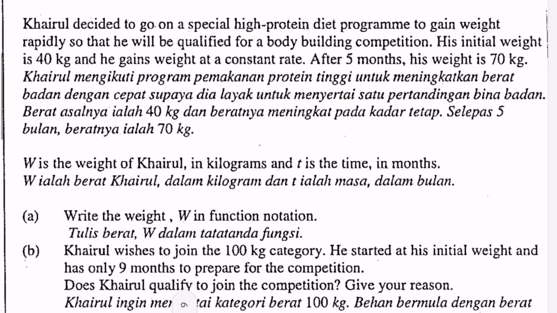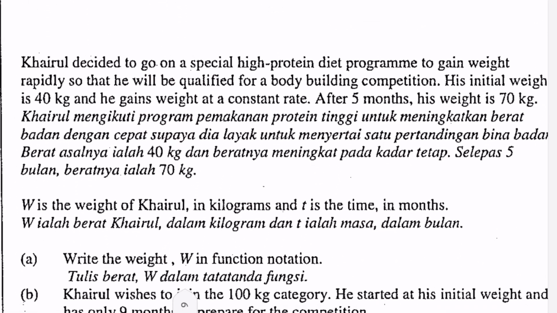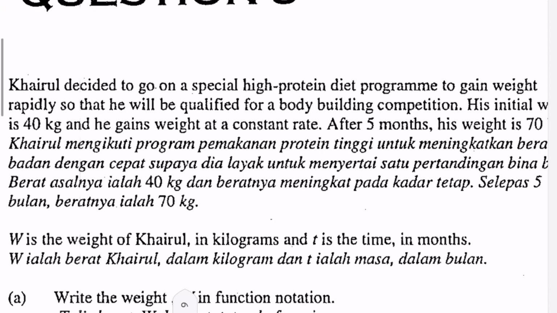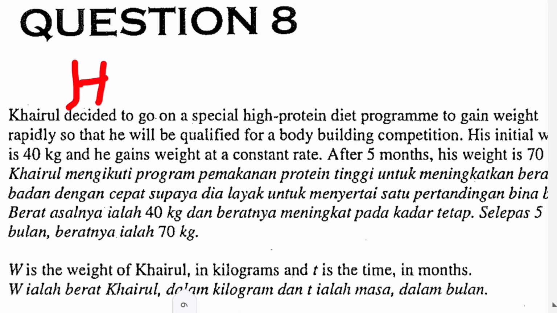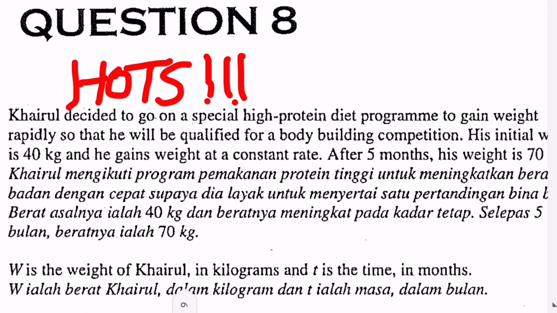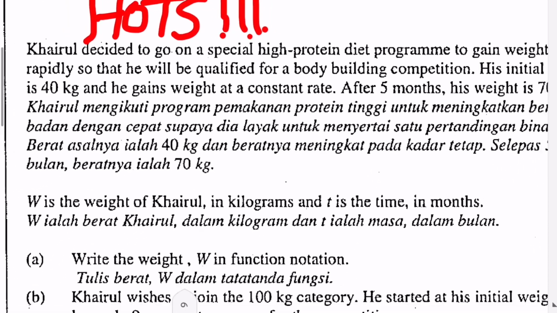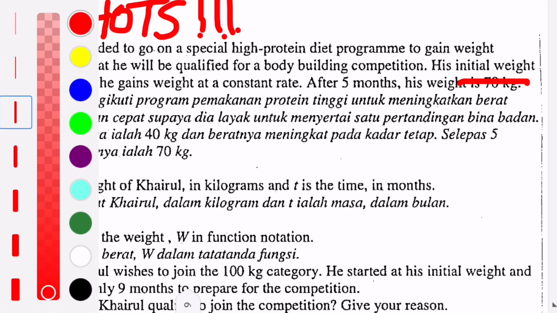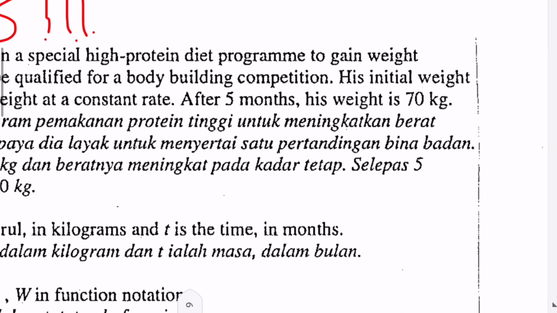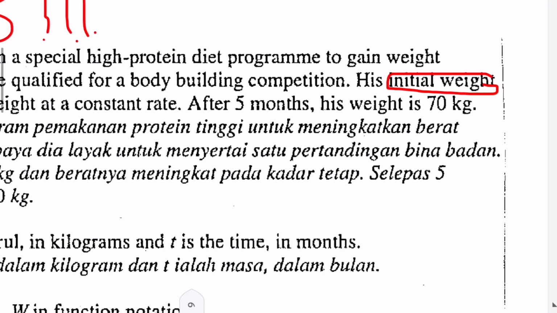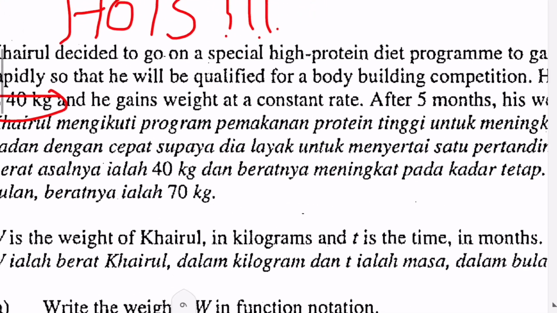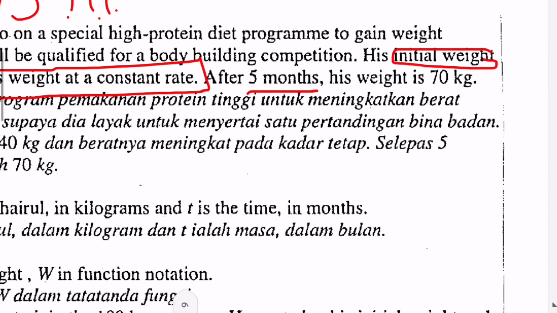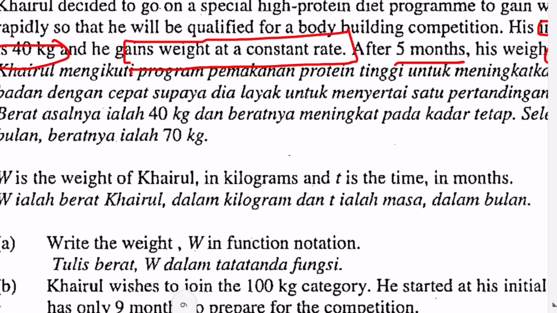Now let's see another HOTS question on function. Carol decided to go on a special high protein diet program to gain weight rapidly so that he will be qualified for a bodybuilding competition. His initial weight is 40 kg and he gains weight at a constant rate. Constant rate is very important. After 5 months, his weight is 70 kg.